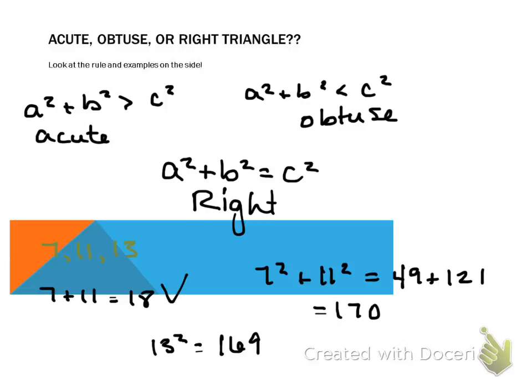A squared plus b squared is 170. 170 is larger than 169, which is c squared, so we have acute. A squared plus b squared is larger than c squared. So this triangle right here is acute.